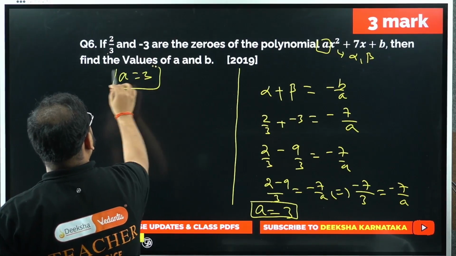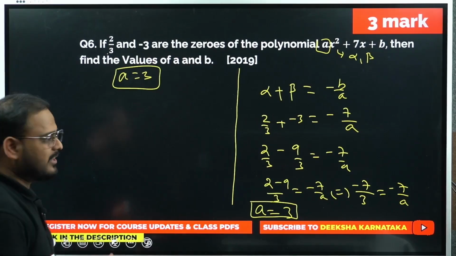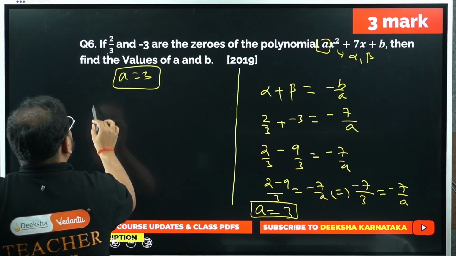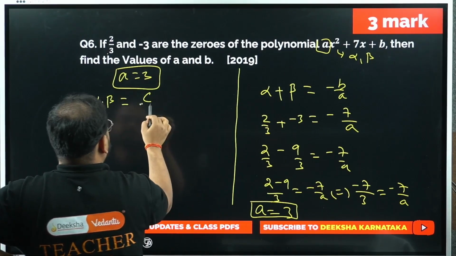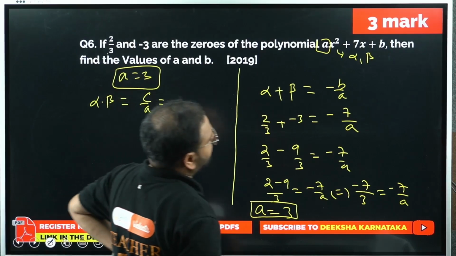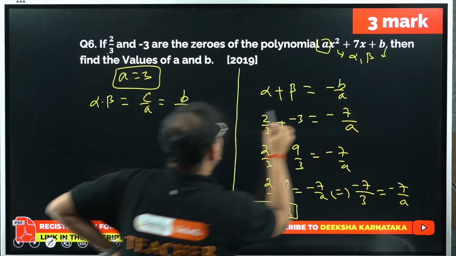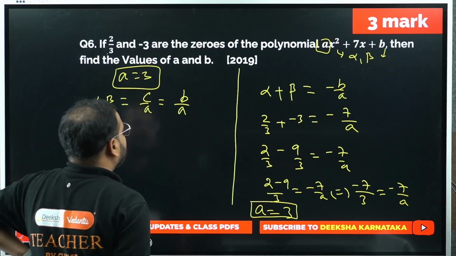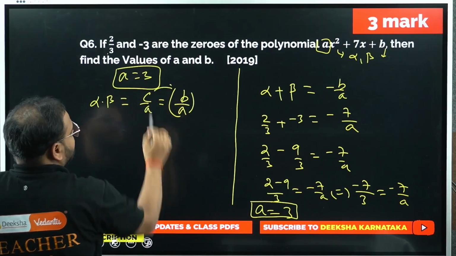Next step. What is it? Find the b value. Find the product. Product will be what, bacha? Alpha times beta equals to what? C by a. What is C? C is B, the constant, by a. So please understand this. C is B. That's why I've written like this.